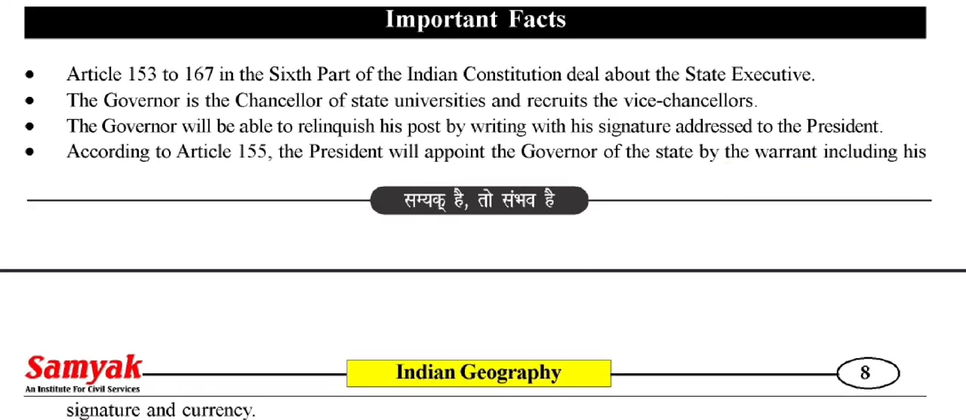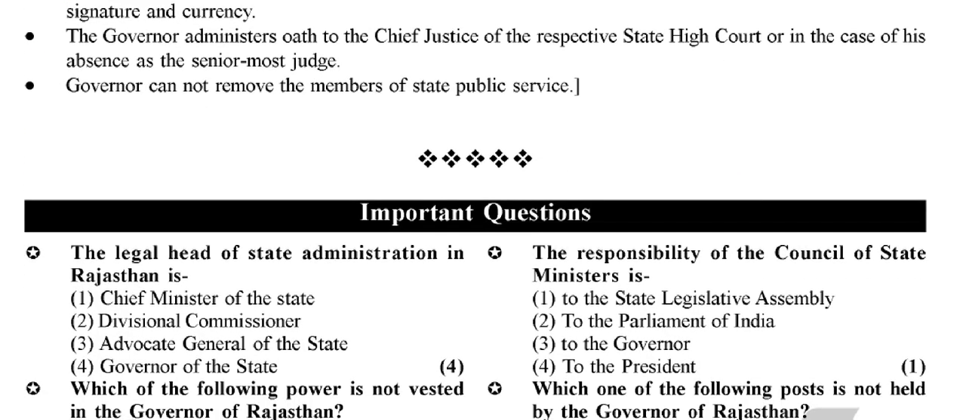Important points. Article 153 to Article 167 in the 6th part of the Indian Constitution deal with the state executive. The governor is the chancellor of the state universities and recruits the vice chancellors. The governor can relinquish his post by writing under his signature addressed to the president. According to Article 155, the president will appoint the governor of the state by a warrant including his signature and seal. The governor administers the oath to the Chief Justice of the respective state high court, or in the case of absence, the senior most judge. The governor cannot remove the members of the state public services.